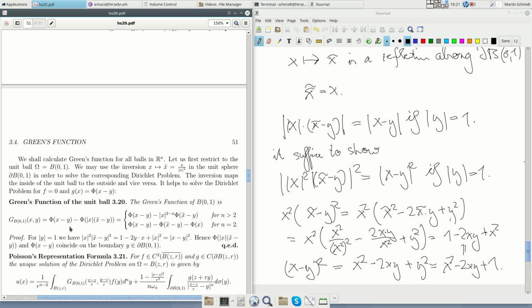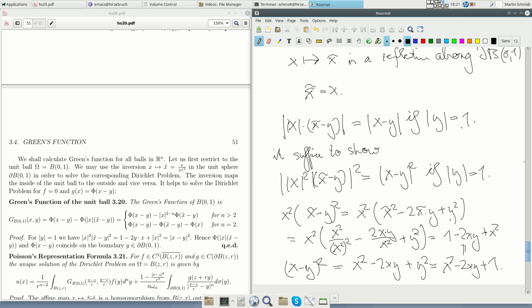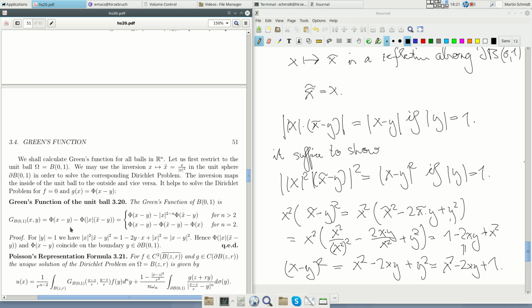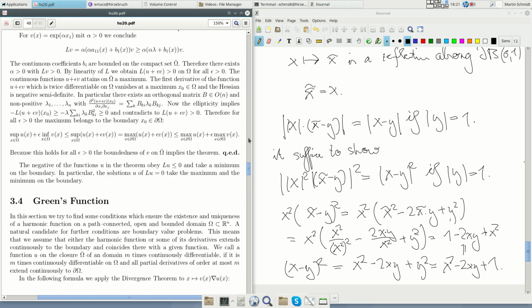And for this reason, if y has absolute value 1, so if we are on the boundary of the unit ball, then these two terms cancel. These two terms cancel, and now we use the explicit formula for phi, the fundamental solution. And if we use the explicit formula for phi, then we see it looks like this. This is just phi, also for n, maybe we call it.